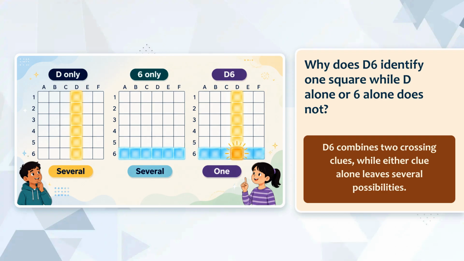The intersection provides the complete explanation. D6 combines two crossing clues, while either clue alone leaves several possibilities. Only one square satisfies both values.